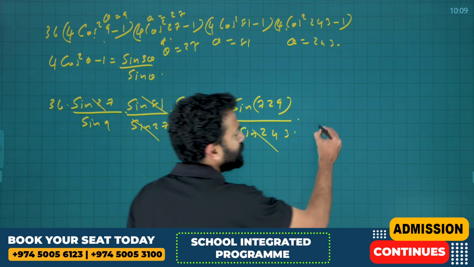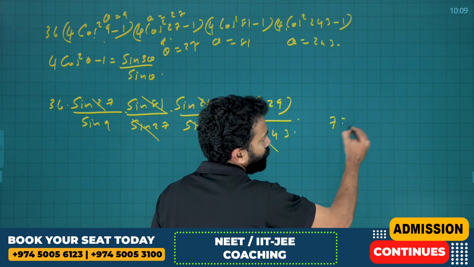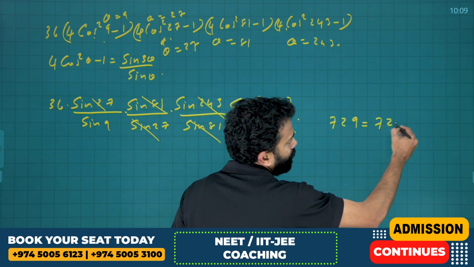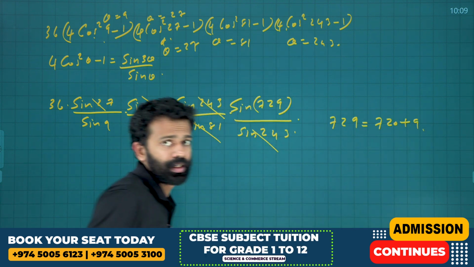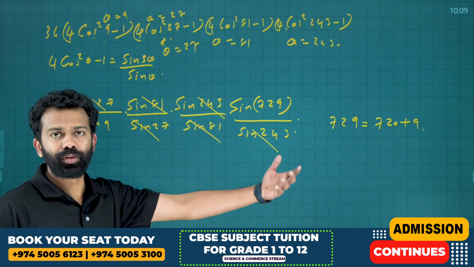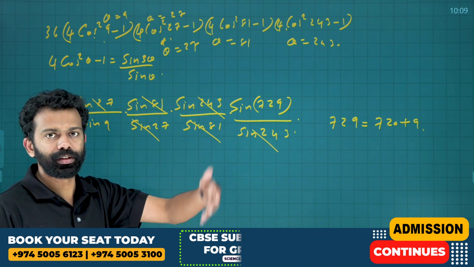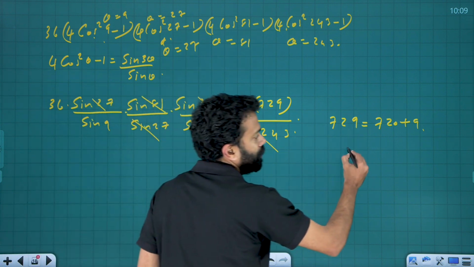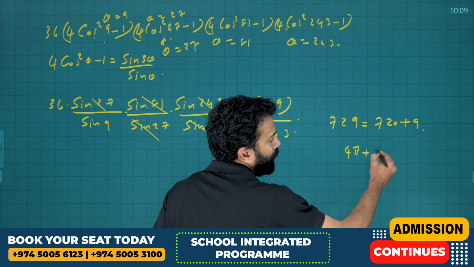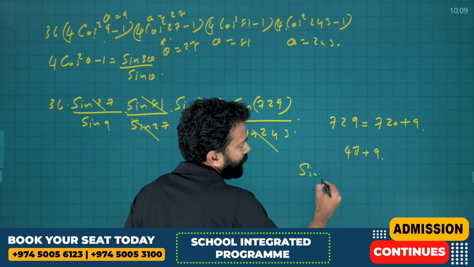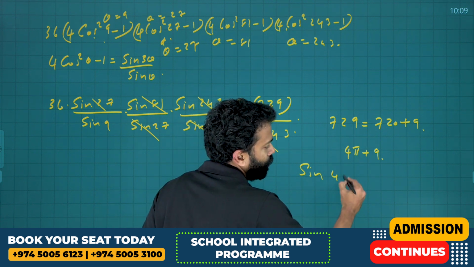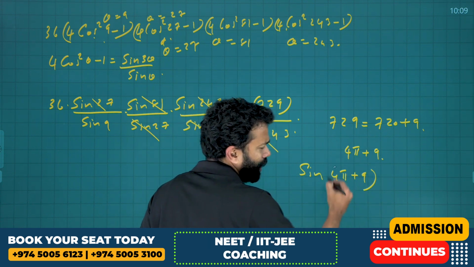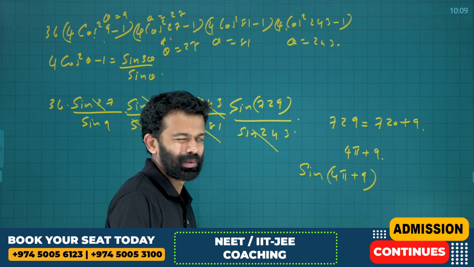See, sine 729 can be written as 720 plus 9, using the technique which you used to find higher angles of trigonometric functions, by using quadrants in terms of pi. Therefore, what is 720? That is 4 pi plus 9. That is, sine 729 can be written as sine of 4 pi plus 9. I have not converted this into radians, there is no need.